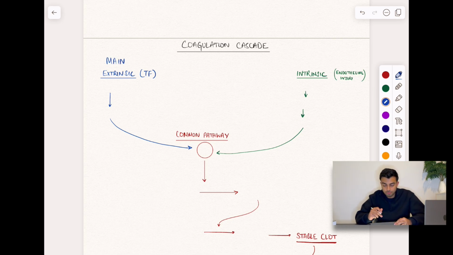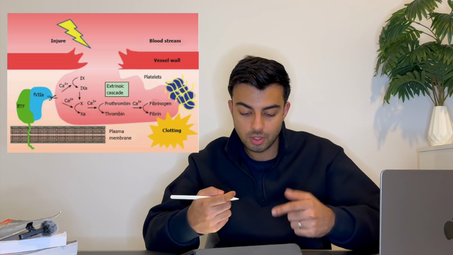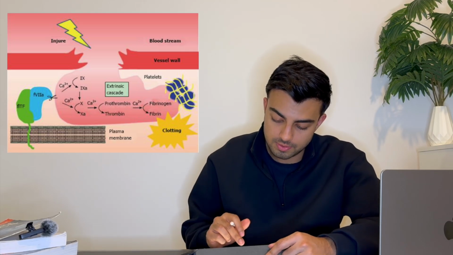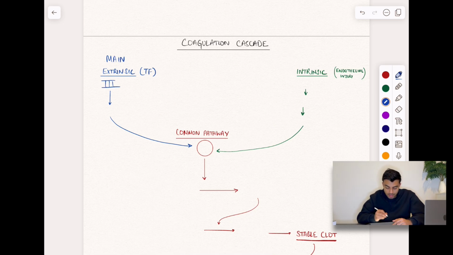It's activated through tissue factor being exposed to blood. Tissue factor is anything that is not found within the lumen of the blood vessel. So if there is a break in the blood vessel and the blood is exposed to tissue factor, it will set off a chain of events which can cause the activation of the extrinsic pathway. The first step is tissue factor being activated, which is also known as factor 3. Activated factor 3 activates factor 7, and this goes on to activate factor 10.